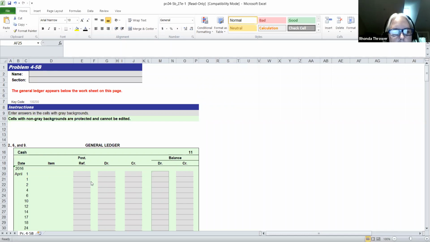Okay. And then I'm going to put in my post reference, which is journal page 1. So page number 1 goes there. That's journal page 1. This is where we're getting it from. We're putting in a debit for $20,000. And that debit will cause the balance of the cash account to be debited for $20,000. You're going to pick up your account number, which is 11, and we're going to go back to our journal.